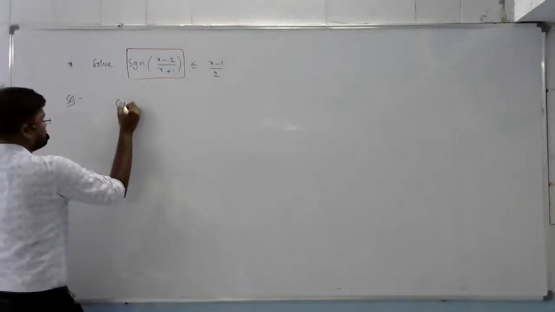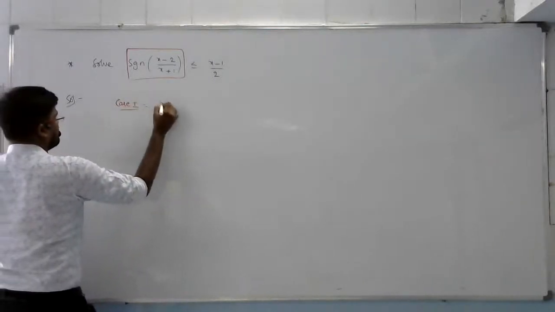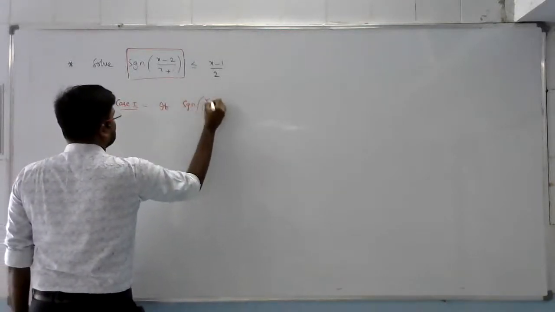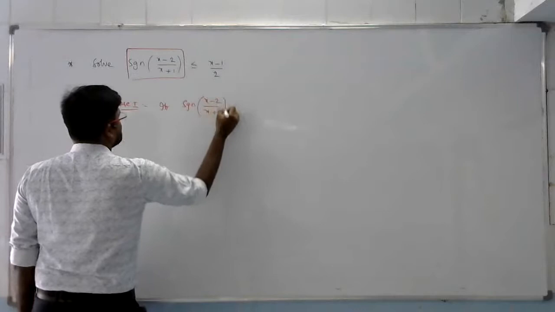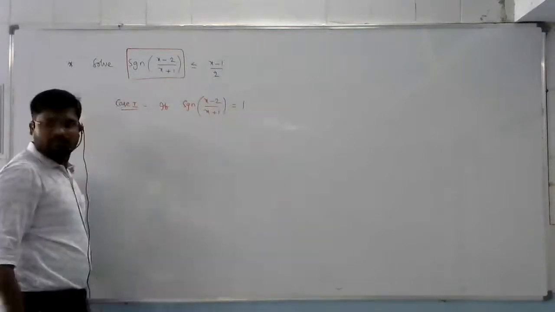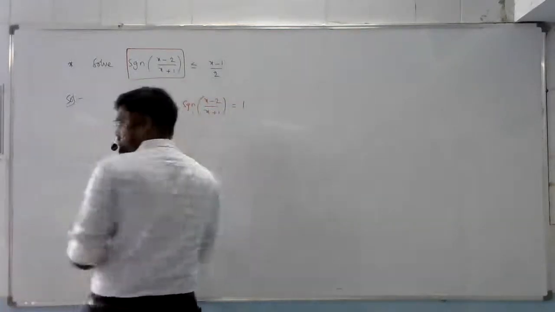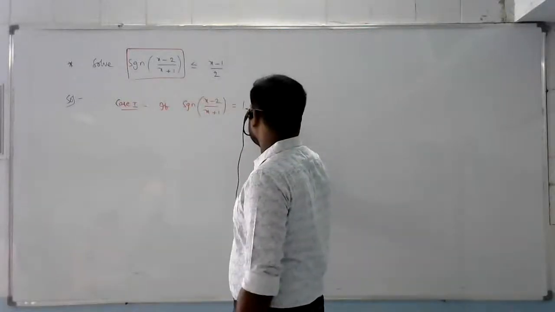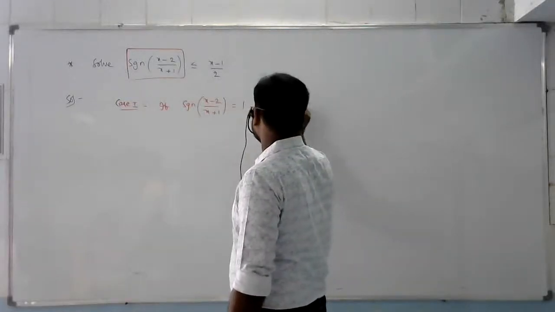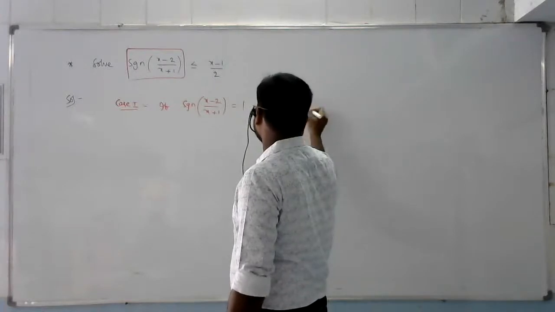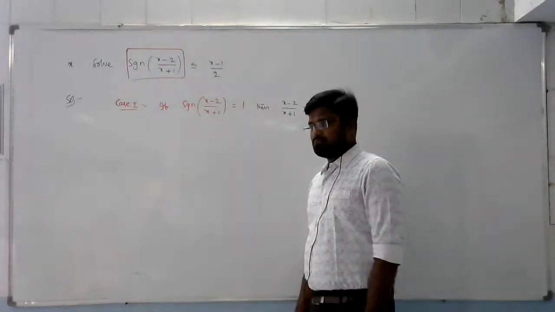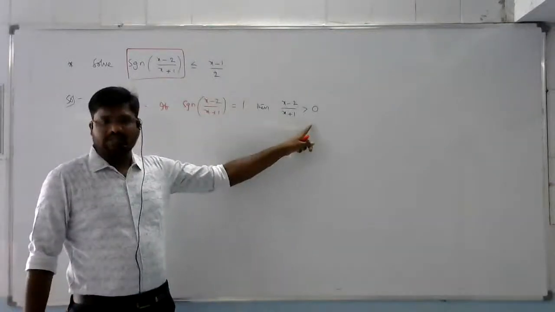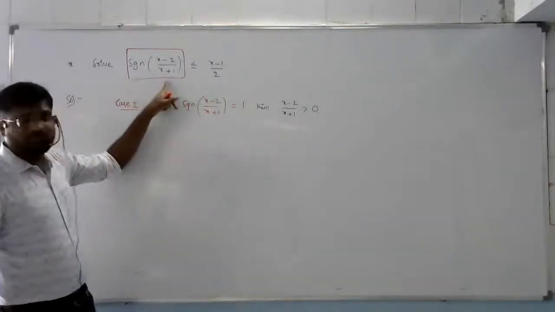So let me assume case 1. If signum of (x minus 2)/(x plus 1) equal to plus 1, because we have only 3 possibilities, right? Either 1 or 0 or minus 1. Then if this is equal to 1, what is the condition? (x minus 2)/(x plus 1) will be greater than 0. Is it correct or not? (x minus 2)/(x plus 1) is greater than 0. It is like signum of f of x.